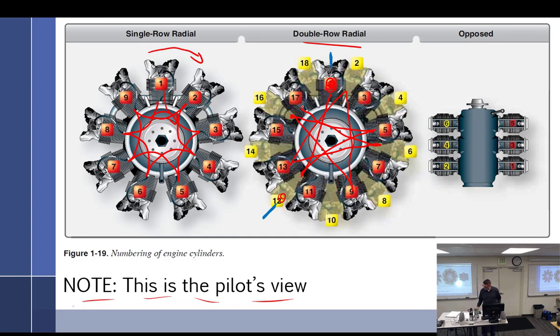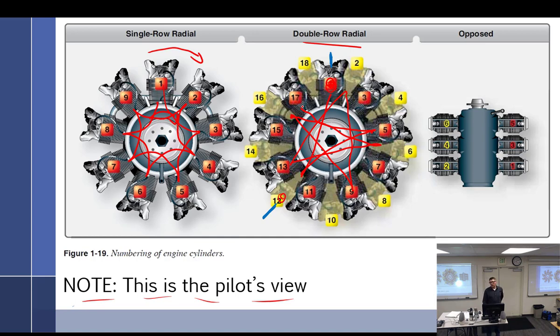All right, so firing order for 4-cylinder is what? 1, 3, 2, 4. And firing order for 9-cylinder radial is? 1, 3, 5, 7, 9, 2, 4, 6, 8.